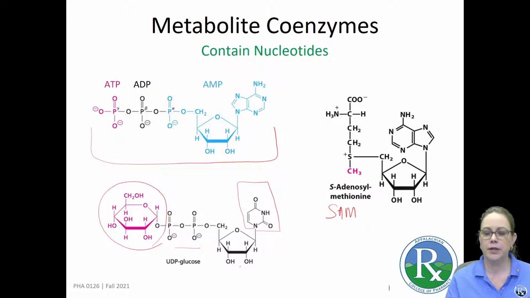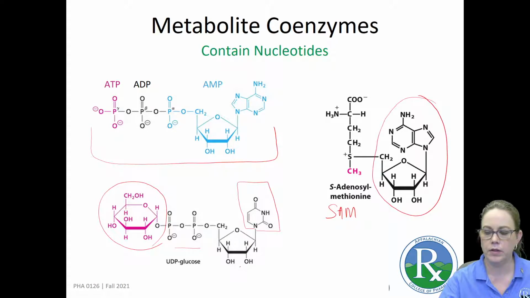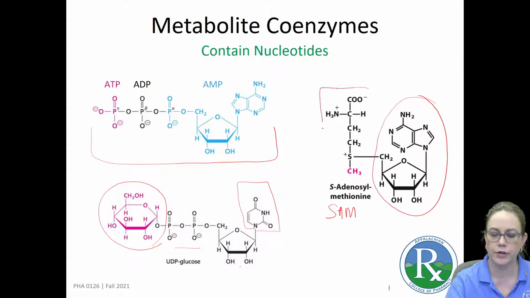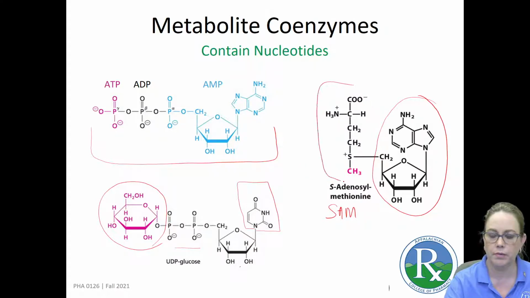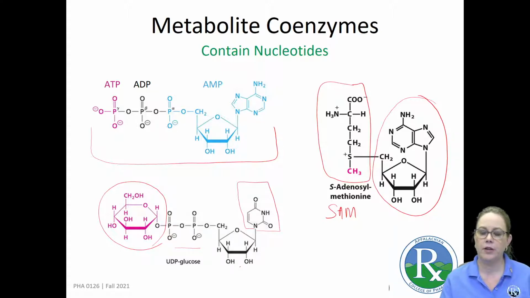SAM, just as the name implies, is going to contain an adenosine. So this time we have our purine base at the top bound to our sugar. But then rather than being bound to some phosphate groups, we're going to form a covalent bond between the CH2 group and our sulfur atom on methionine. So that does make our methionine the other one of our amino acid building blocks, the other half of that coenzyme.